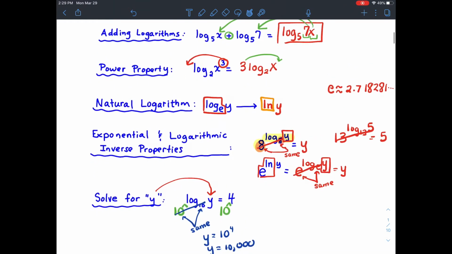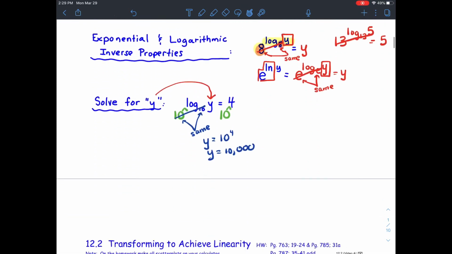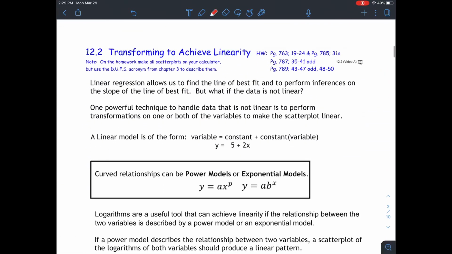So you have this little snapshot here, this review of logarithms, that we can reference. After today's lesson, you should be able to do these few multiple choice questions from the previous section, as well as these problems right here. One thing worth noting on your homework: please make all the scatter plots on your calculator, even if it mentions to make it by hand. This is going to be great review from chapter 3. If it asks you to describe the scatter plot, you're going to use that DUFS acronym from chapter 3, giving the direction, unusual values, form, and the strength.